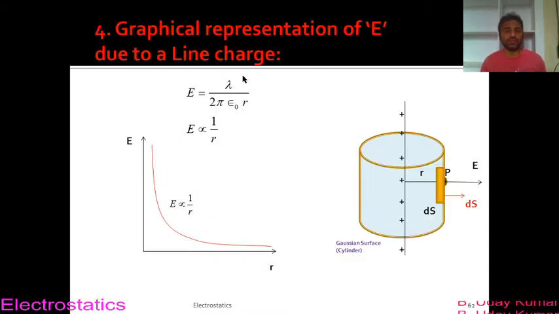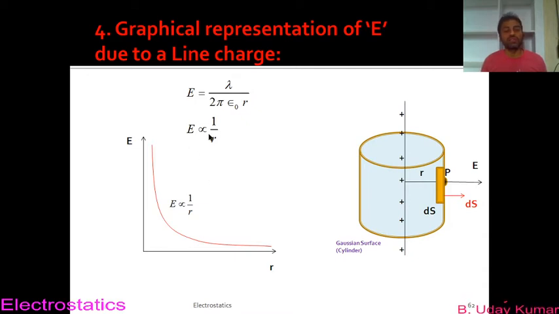This is the graphical representation of E due to a line charge. This was the line charge, and we determined E at a point P lying at a distance of R, and it was found that E is equal to lambda by 2 pi epsilon 0 R, and hence from this we got E is inversely proportional to R.